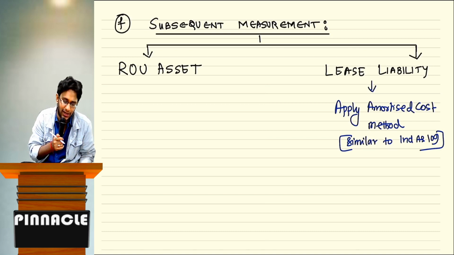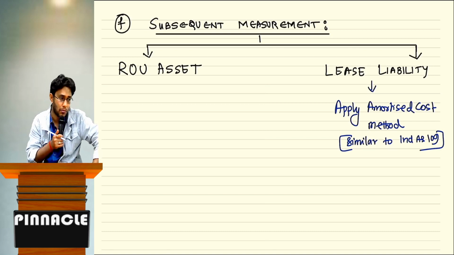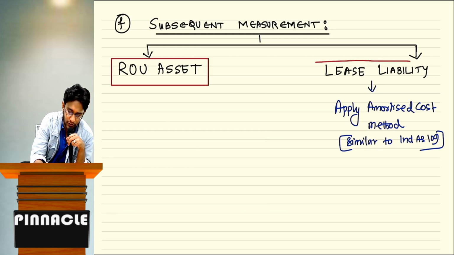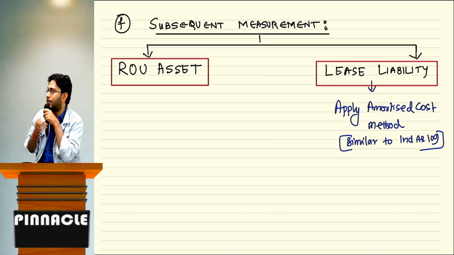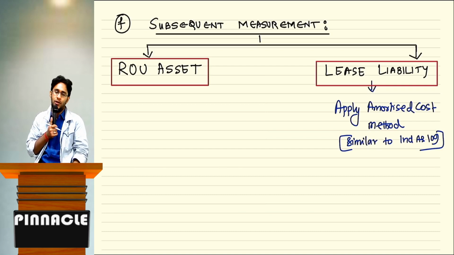Now tell me, sir, ROU asset sitting as an asset in your balance sheet, what will you do with that? Provide depreciation. But if you go to the PPE standard, you have two choices: cost model or revaluation model. Here the revaluation model is not permitted. Why? What you are capitalizing is not the asset, you are capitalizing the ROU asset.